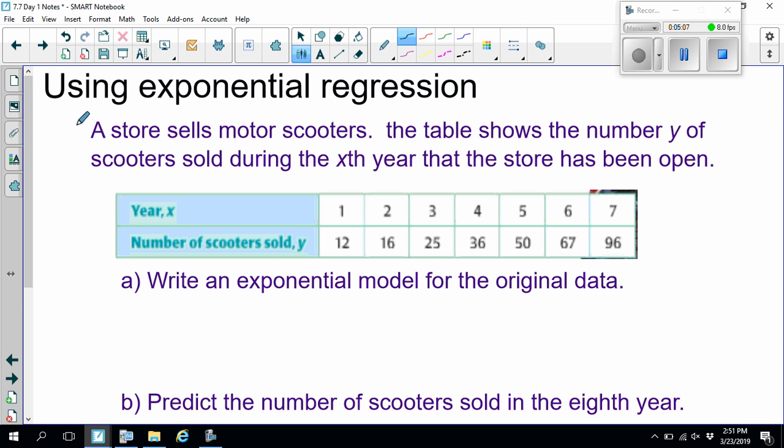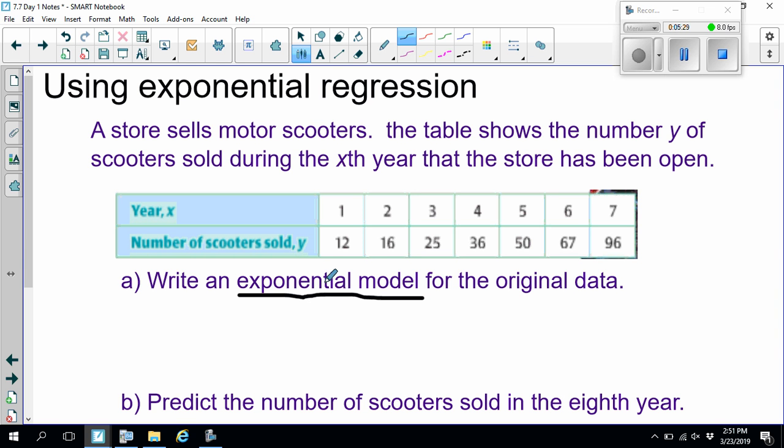So here it says a store sells motor scooters. The table shows the number y of scooters sold during the x year that the store has been open. So part A, it says we need to write an exponential model for the original data. They will tell you specifically in the problem if they want exponential or what we're going to do in our other notes.